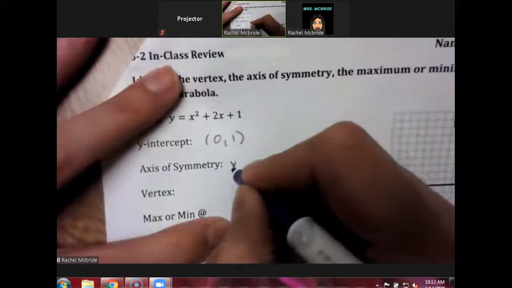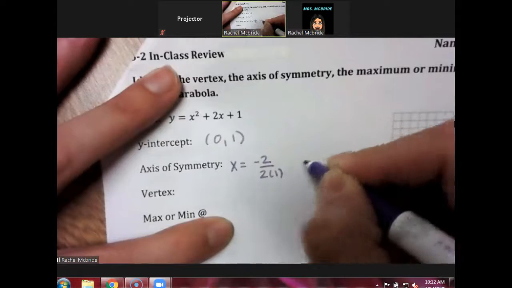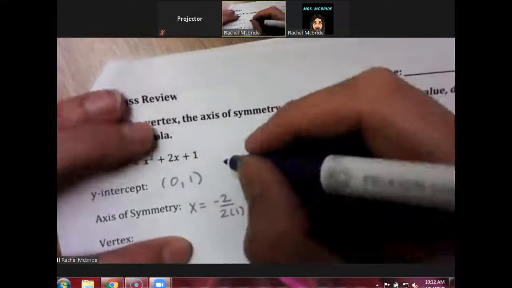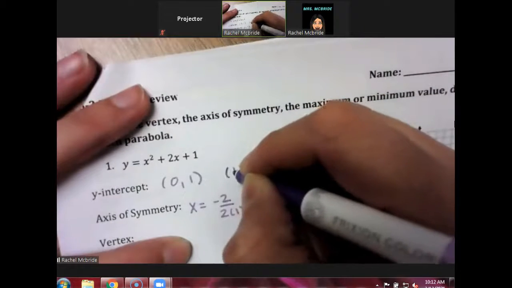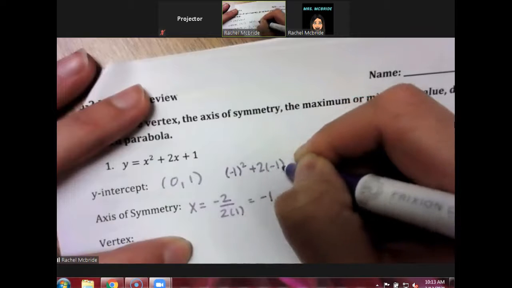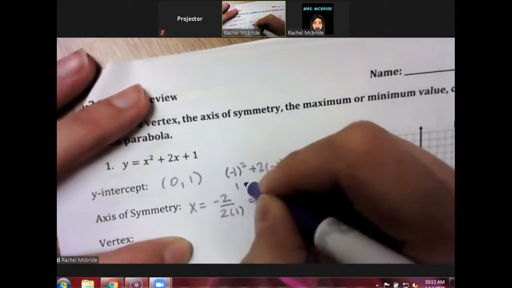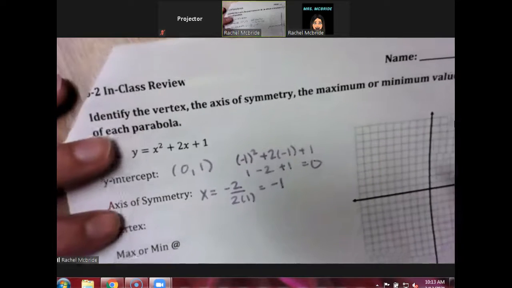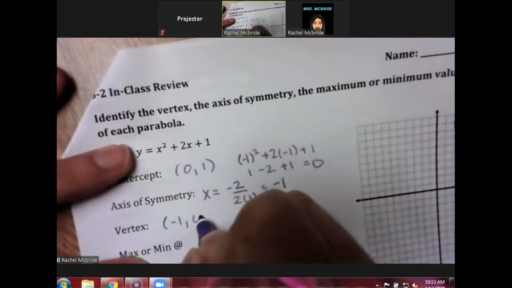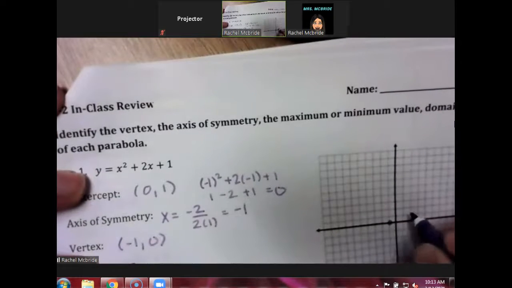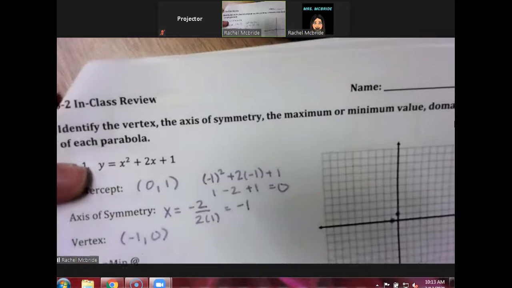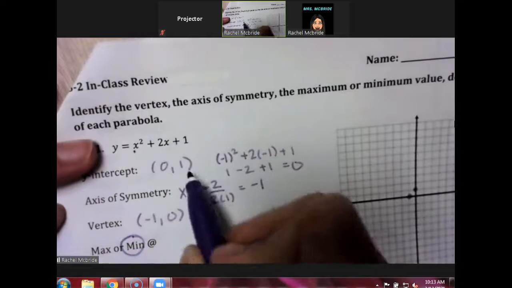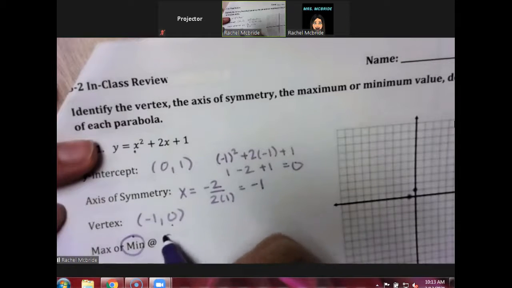The AOS is x equals -b divided by 2a. So you get -1. You plug -1 in to find k. So we get 0. So my vertex is at -1, 0. My graph also is the point 0, 1. This a value is positive, therefore it's a min. The min is always at the k value of the vertex, so 0.